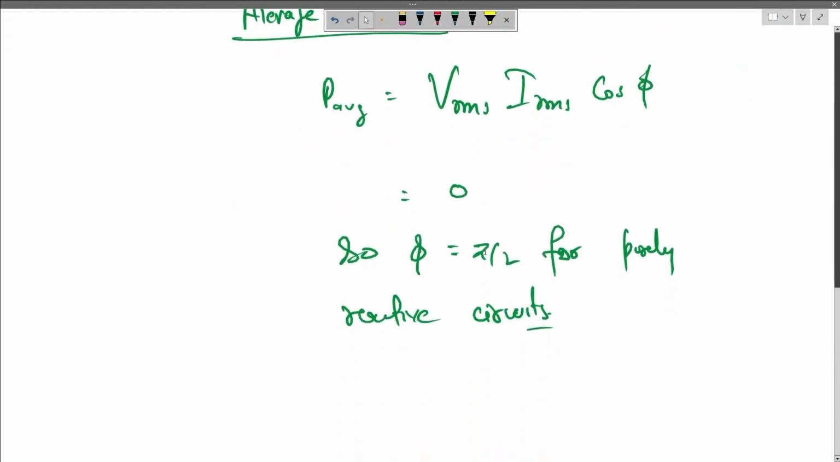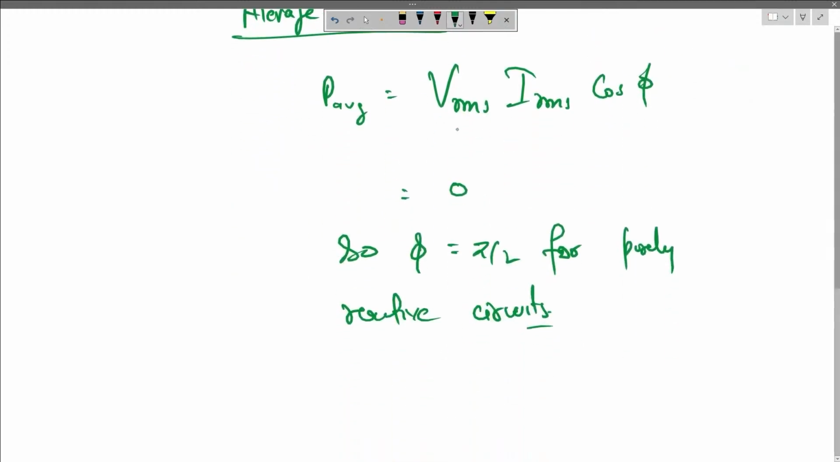Now average power, as discussed earlier, is given by VRMS times IRMS times the cos of phase difference. Now cos of pi by 2 is always going to be equal to 0, since cos pi by 2 is 0. So we can say that average power is equal to 0 in purely reactive circuits.